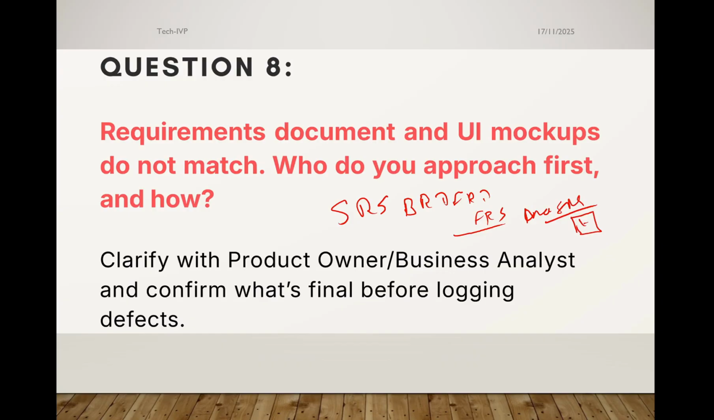Okay, so in that case, you have to communicate clearly with the product owner and business analyst, and confirm what is final before logging a defect. Okay, what is the final? Is this correct or not correct? You have to get clarity first from the product owner and the business analyst.